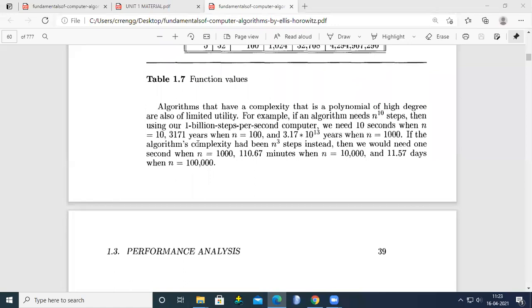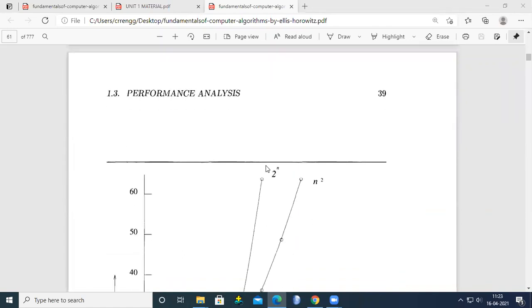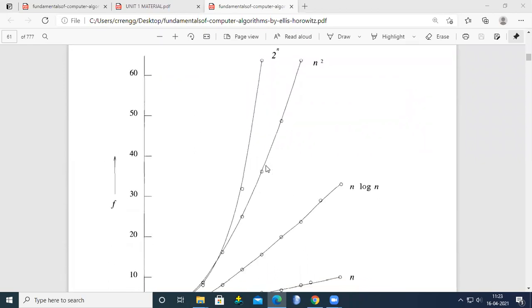So if the algorithm's complexity had been n cube steps instead, then we would need 1 second when n equals 1000, and 110.67 minutes when n equals 10,000. In the same way, an increase in n causes a requirement of more time, or more years, depending on the function we are applying.